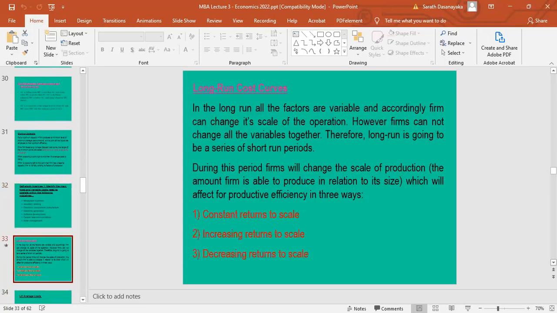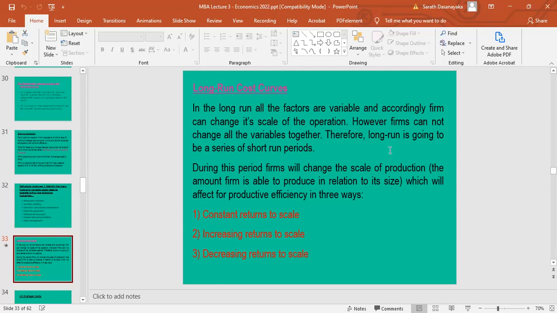Now, so far we discussed the short run cost curve. Now we can go for the long run cost curve. You can see in the long run, all the factors are variable and accordingly, the firm can change its scale of operation. However, firms cannot change all the variables together. Therefore, the long run is going to be a series of short run periods. You can't change everything together. Gradually, you have to do it. Therefore, we can say that the long run is going to be a series of short run periods.